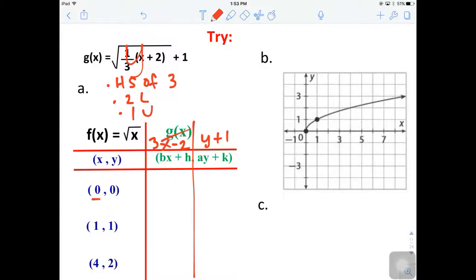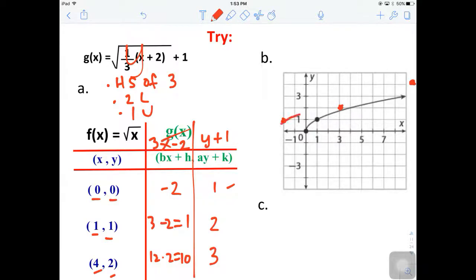So 3 times x, that's 3 times 0, it's 0 minus 2. That's 3 times 1, which is 3. 3 minus 2 is 1. And then 3 times 4 is 12 minus 2, which is 10. And then for the y, it's 0 plus 1, which is 1. 1 plus 1, which is 2. 2 plus 1, which is 3. So we got negative 2, 1. Negative 2, 1. We got 3, 2. And then we got 10, which is way out here, and then 3.